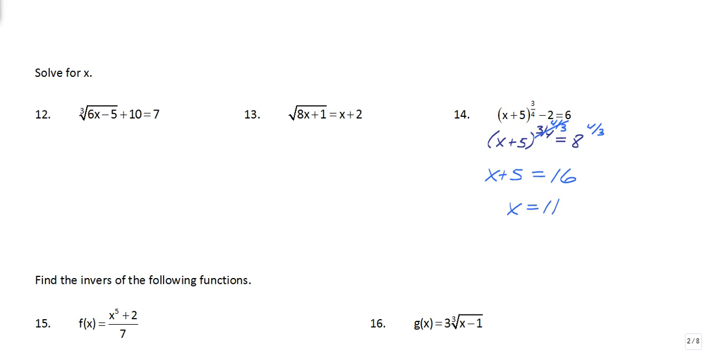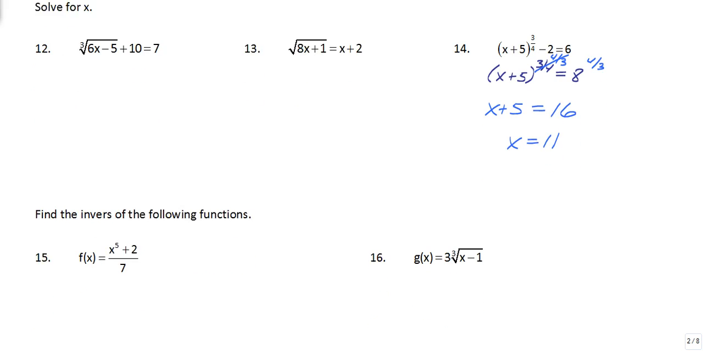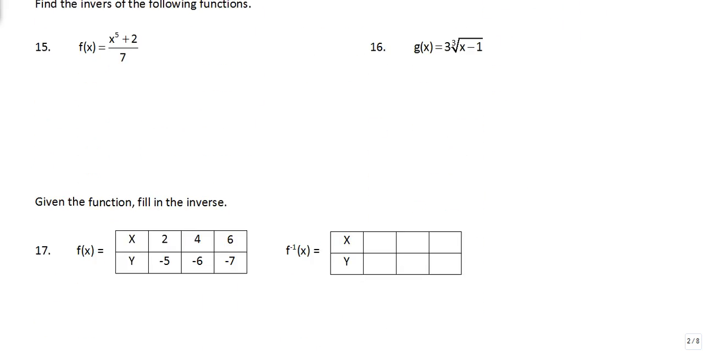Now, the one thing you have to remember to do whenever you're solving radical equations of any kind, so even 12 and 13, what you need to do is substitute it back in to make sure you do not have an extraneous solution. So if you take 11 and plug it into x, you'd have 11 plus 5 is 16. 16 to the 3/4 power is going to be 8, and 8 minus 2 is 6, so it does work. But make sure you check for extraneous solutions whenever you are solving radical or exponential type equations. Those are the exact same.